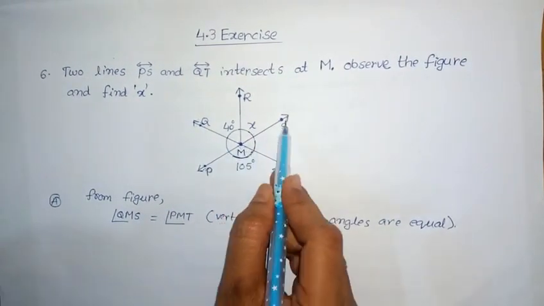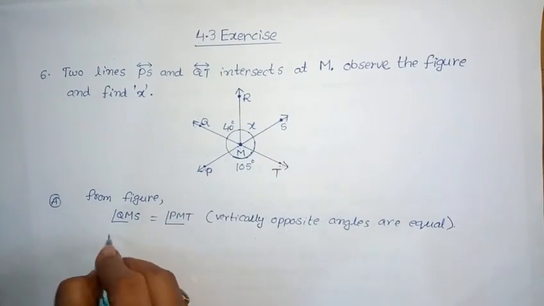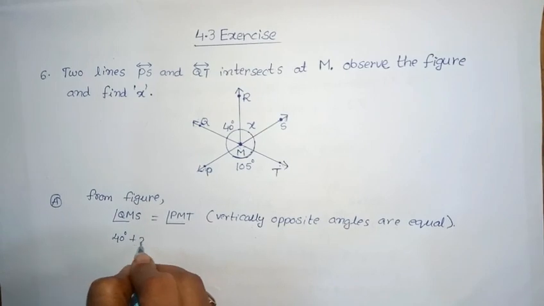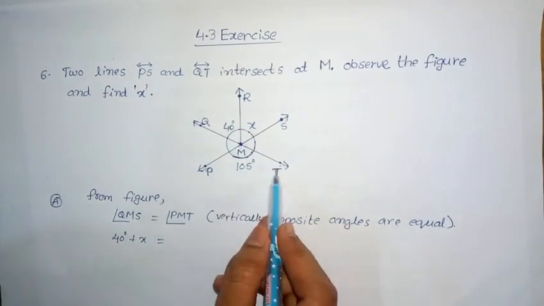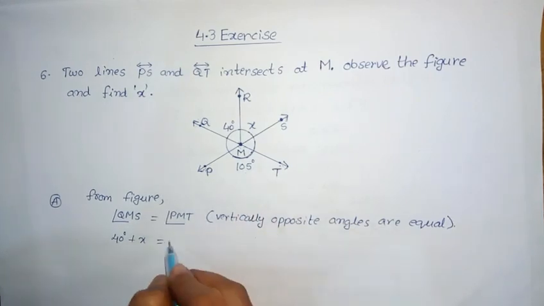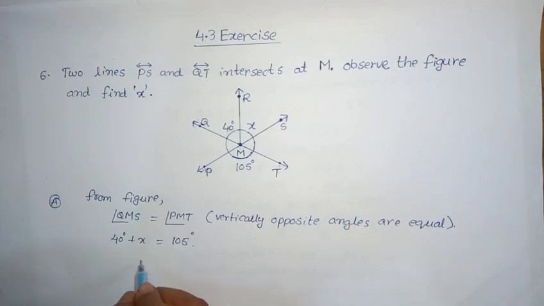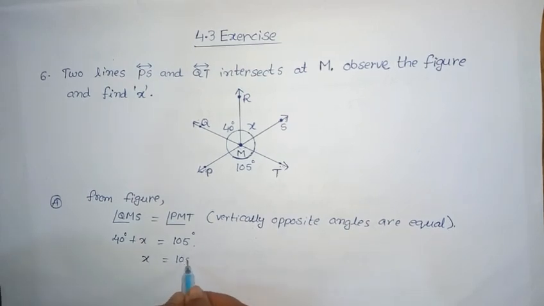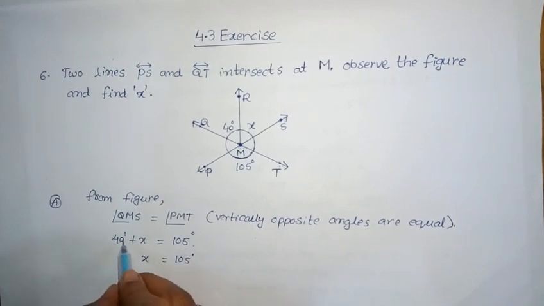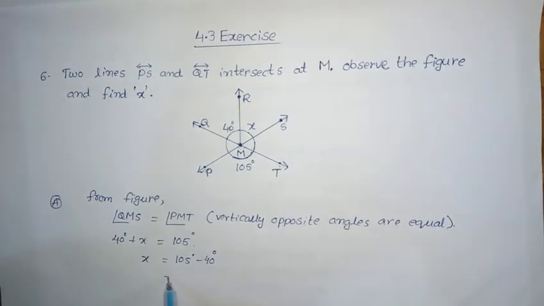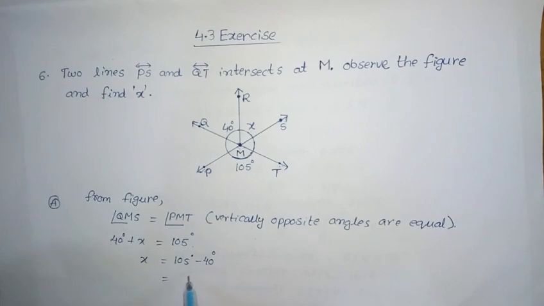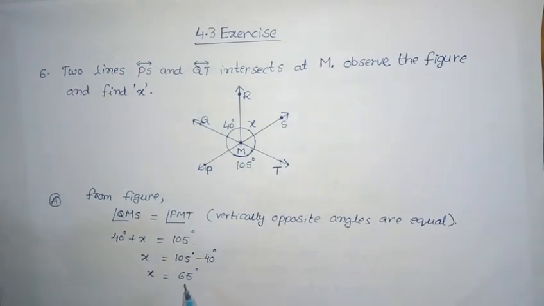So angle QMS is equal to 40 plus X. So 40 degrees plus X is equal to angle PMT, which is equal to 105 degrees. So from this simple equation find the X value. X is equal to 105 minus 40 degrees, moving it to the right side. 105 minus 40, you will get 65 degrees. So finally the X value is equal to 65 degrees. So this is the solution for the sixth problem.